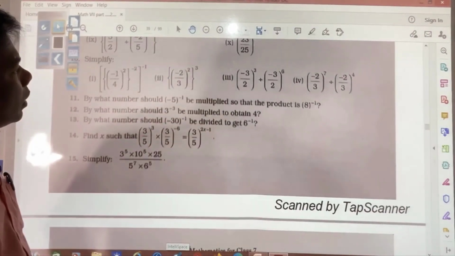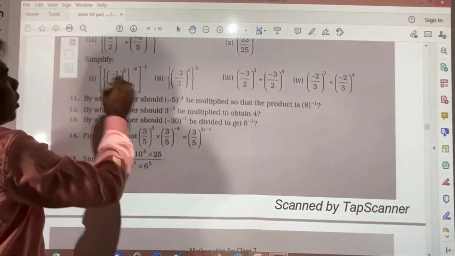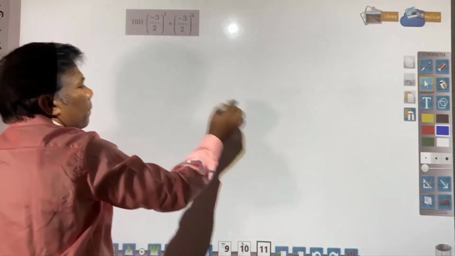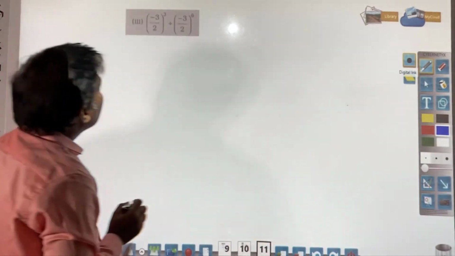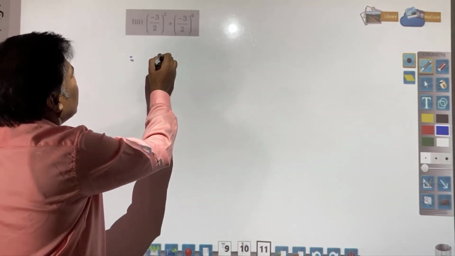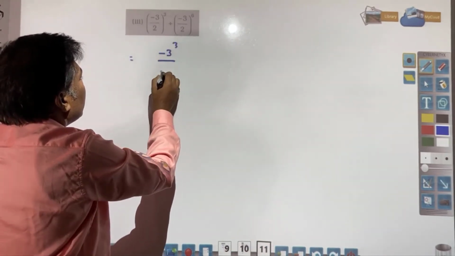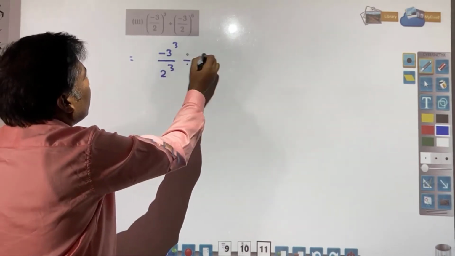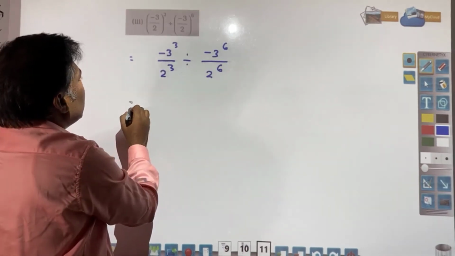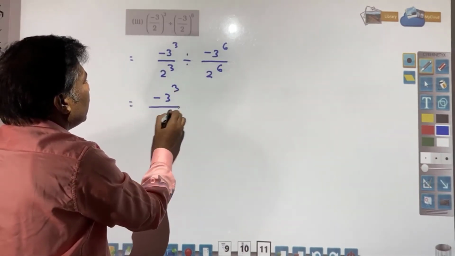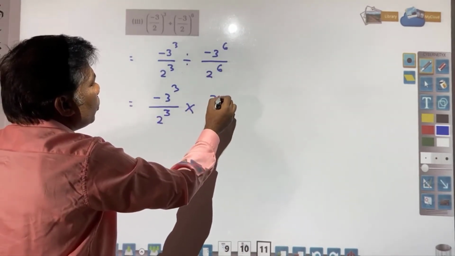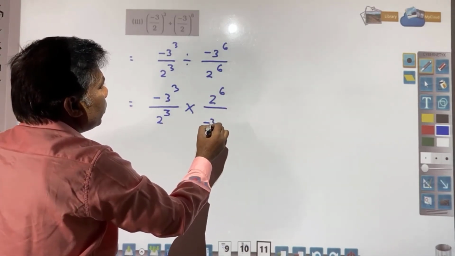One more question I am taking. Question number 3. Here you see, minus 3 to the power 3 means minus 3 to the power 3 divided by 2 to the power 3, divided by minus 3 to the power 6 divided by 2 to the power 6. This will be minus 3 to the power 3 divided by 2 to the power 3, into the inverse of this, 2 to the power 6 divided by minus 3 to the power 6.